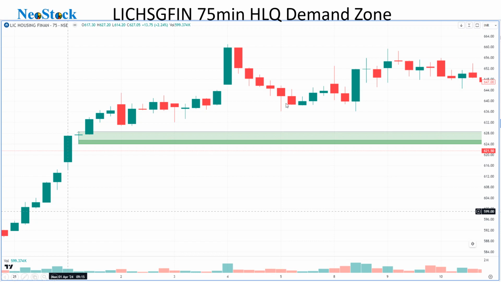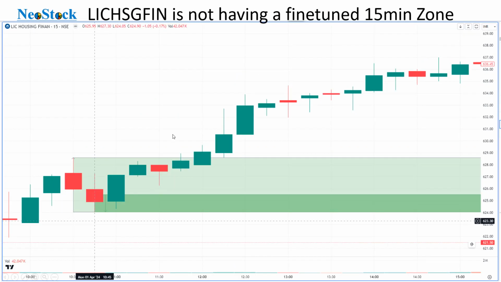Next one is LIC Housing Finance. This is a 75 minutes high liquidity demand zone. This zone is also violated, but we know that this zone will be violated. There is a reason, I will show you. We have a rally, base, rally. LIC Housing Finance is a 75 minutes high liquidity zone. This is fine tuned with 15 minutes time frame.